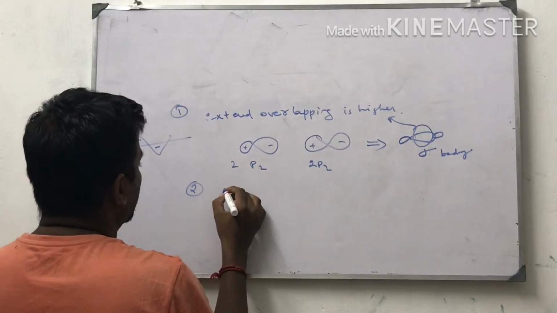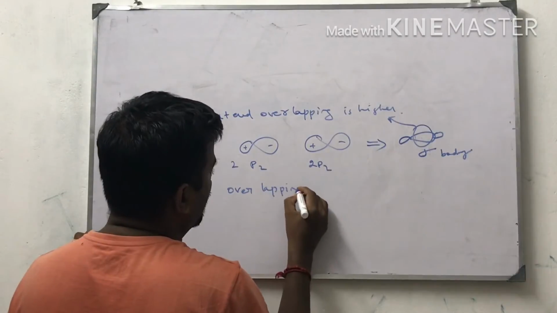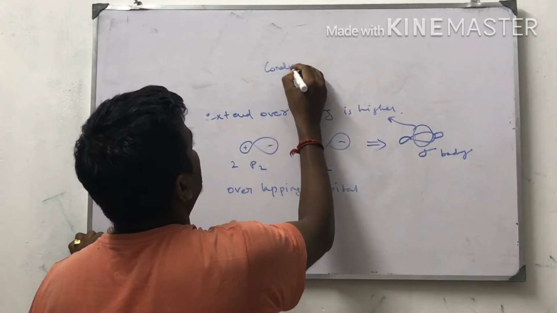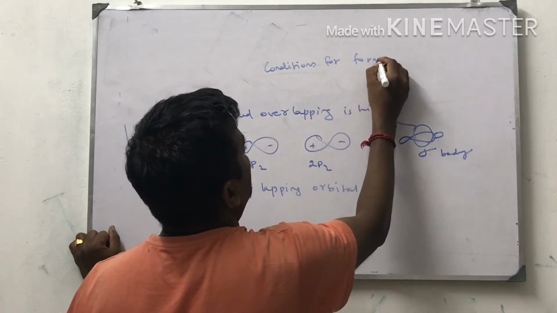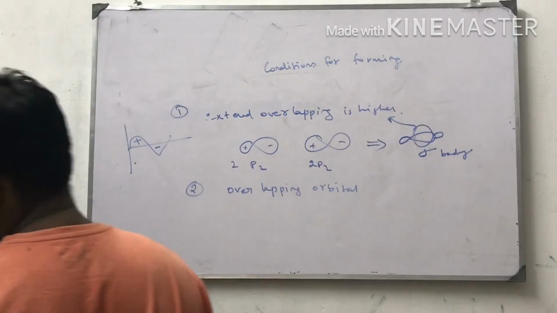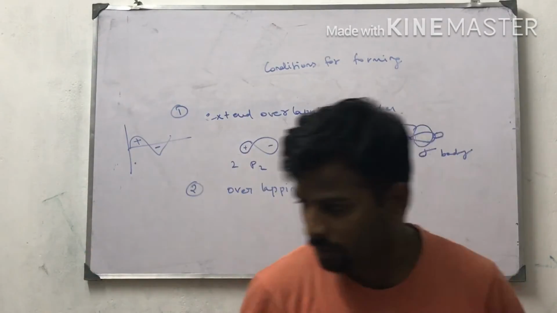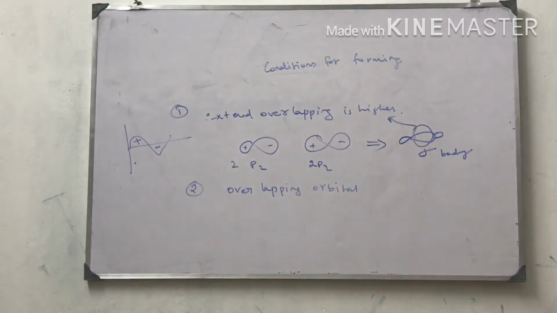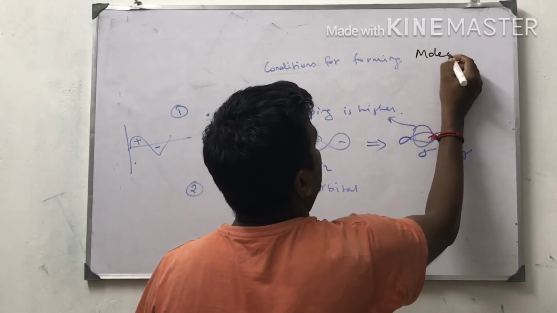Second point, the overlapping orbitals have the same energy. These are the conditions for forming molecular orbitals.